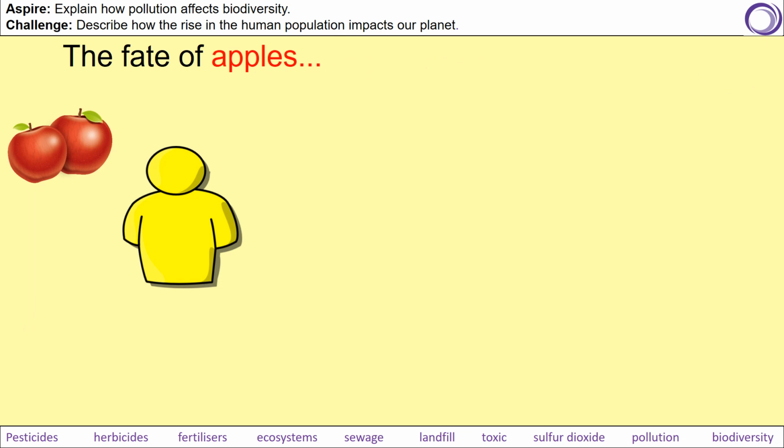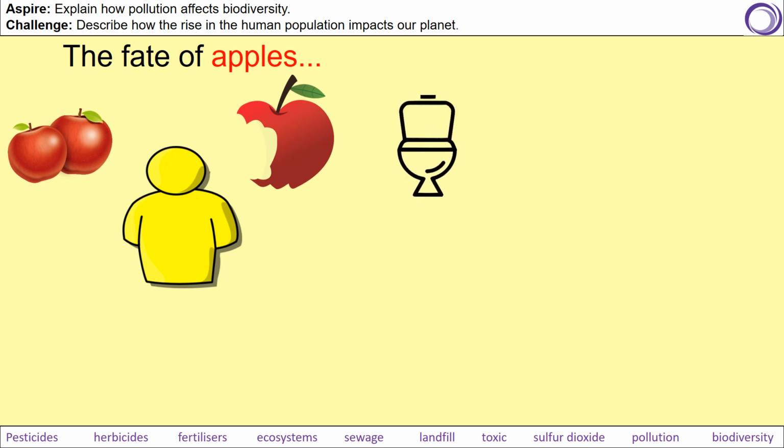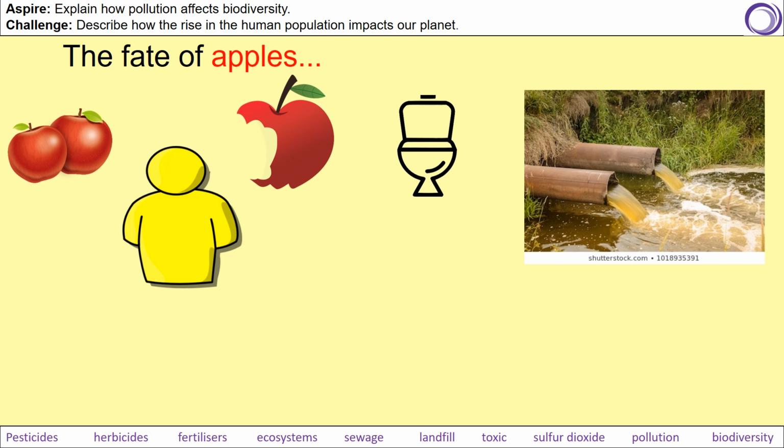So here's some possible answers for the fate of apples. If you're to eat an apple, most of it is going to be digested and absorbed through your digestive system. Some parts are indigestible and will be excreted. And once they're excreted, they'll go into the sewage system.